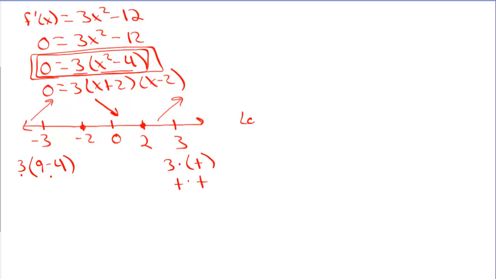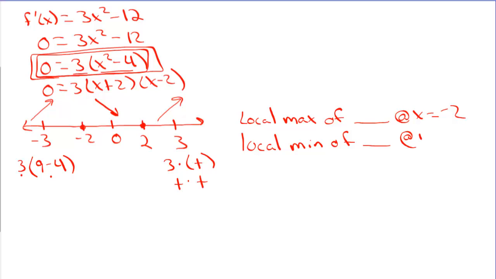There's a local max of something at x equals negative 2, and we have a local minimum of some y value at x equals 2. Now there's a local maximum at negative 2 because this function increases to negative 2 and then decreases. Then there's a local minimum because this function decreases from negative 2 to 2, and then after increases.